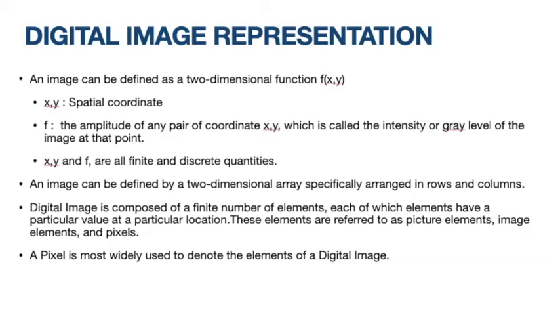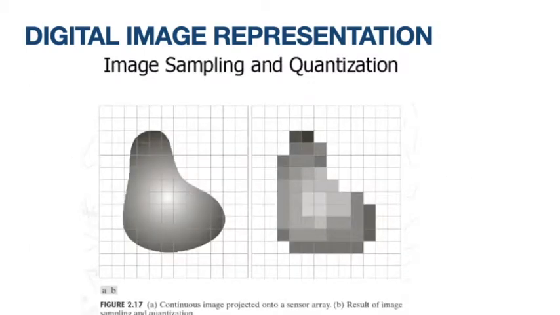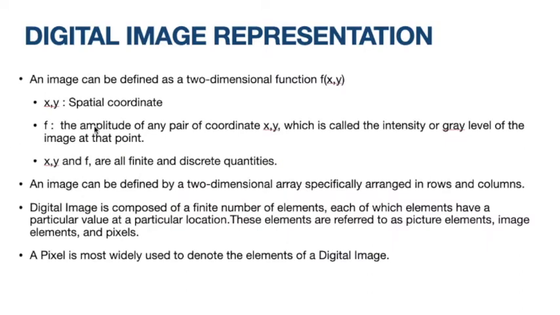Okay, so at the beginning the sensor captures the image in this format. The continuous image projected onto a sensor array will be like this, and after performing sampling and quantization techniques on this original image, you get a digital image like this, and this can be represented as a two-dimensional function f of x y.